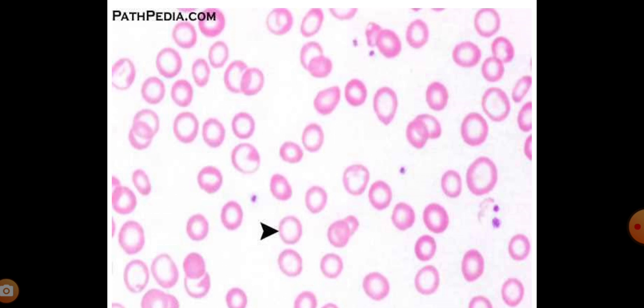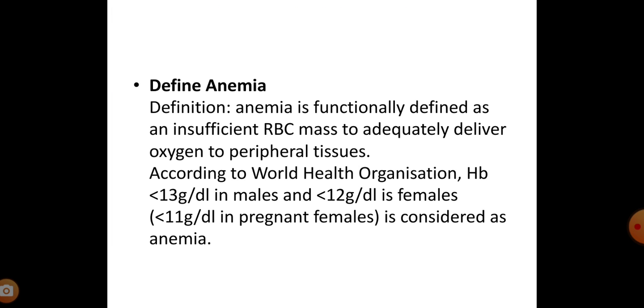So this is another picture showing microcytic hypochromic RBCs. So all the cells here are smaller in size and the central pallor is increased. So after your peripheral smear examination is done, you will be asked viva questions. So in your viva, the first question will be define anemia. So what is the definition of anemia?